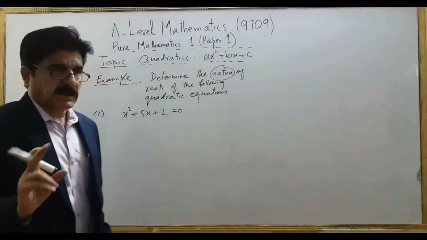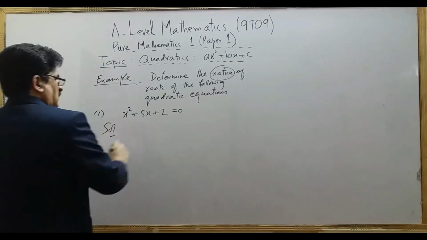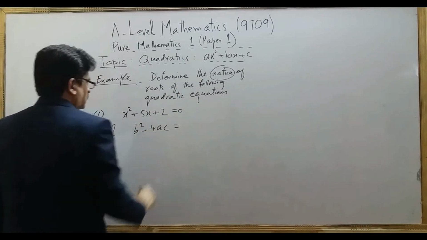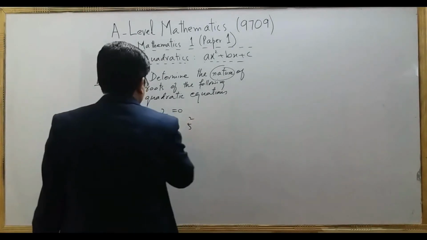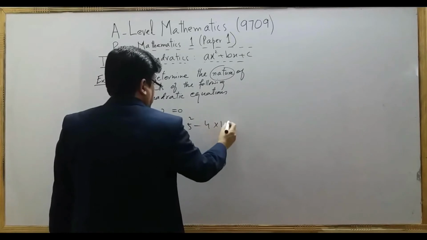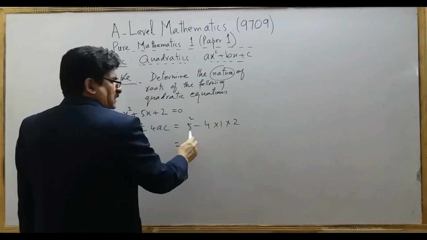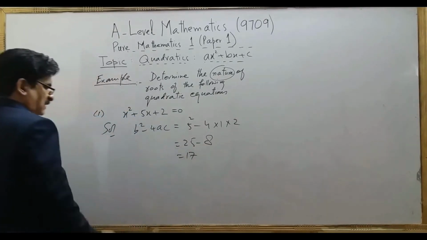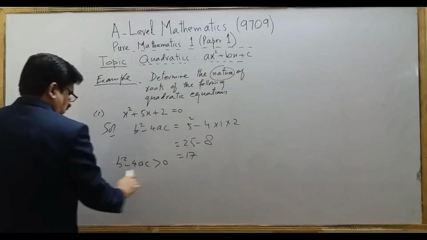Okay, next question is to determine the nature of roots of the following quadratic equations. Understand that you are not asked to solve the quadratic equation. Here you have b square minus 4ac, so you will use the knowledge of the discriminant. Your b, you know, is 5, the coefficient of x, minus 4, a is 1 and c is 2. So this is 25 minus 8, and this is now 17. Of course b square minus 4ac is greater than 0.